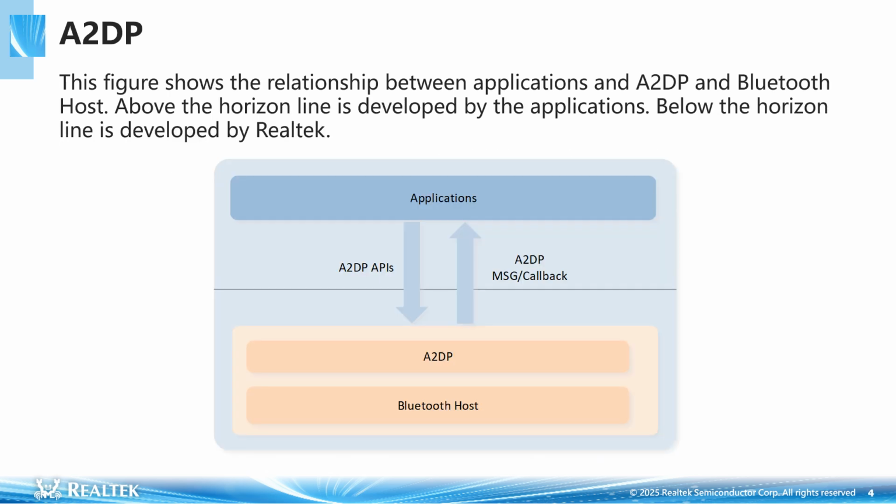This figure shows the relationship between applications and A2DP and Bluetooth host. Above the horizon line is developed by the applications. Below the horizon line is developed by Realtek. The application performs A2DP operations by calling the API and receives the corresponding events and statuses through a callback.